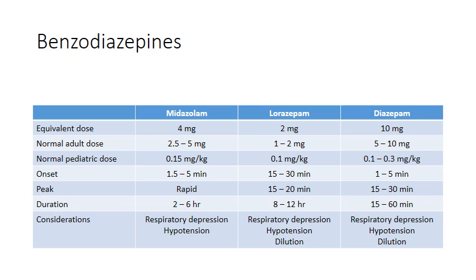You can see in the Versed column that the onset is pretty rapid, 1.5 to 5 minutes. The peak is considered rapid, and the duration is 2 to 6 hours. I can tell you that usually you'll see it wear off closer to the 2 hours, and maybe even less than that, depending on your patient.